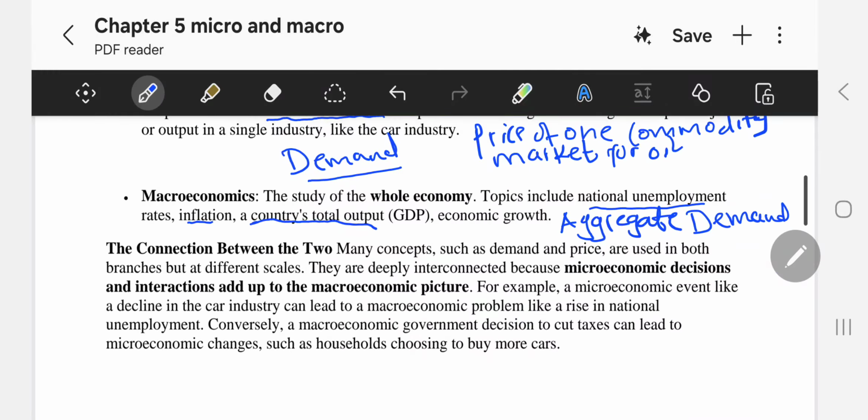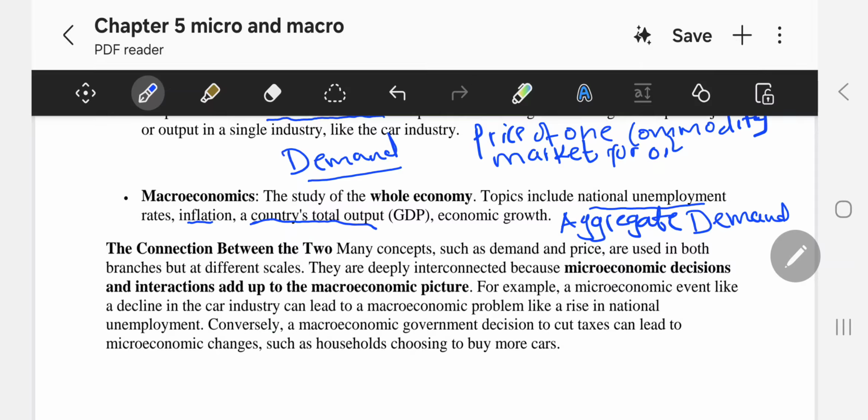Okay, moving on. Some concepts may be related between micro and macro. For example, demand and price are used in both, but at different scales, like I've said before. They are deeply interconnected because microeconomic decisions, the decisions happening in individual markets, add up to the macroeconomic picture. The macroeconomic picture is generally a picture of what's happening in the different microeconomies. For example, a microeconomic event like a decline in the car industry can lead to unemployment. That's something that can show you the connection.